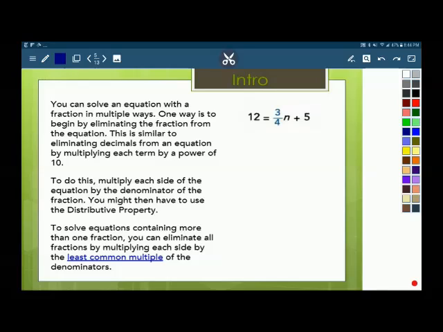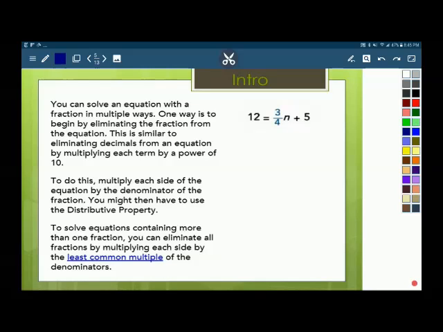All right, so again, we're going to practice today clearing fractions. I know you guys probably didn't have the easiest time with that on the last lesson, so we're going to practice it again on this one. You can always solve an equation with a fraction in multiple ways. One way is to begin by eliminating the fraction.